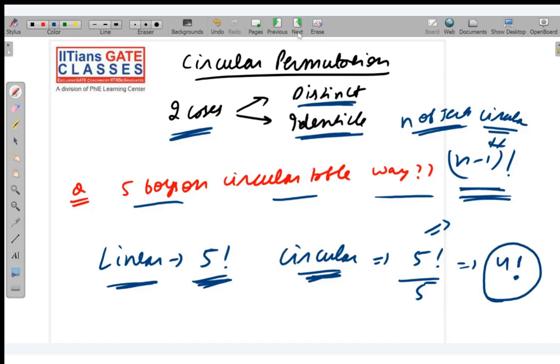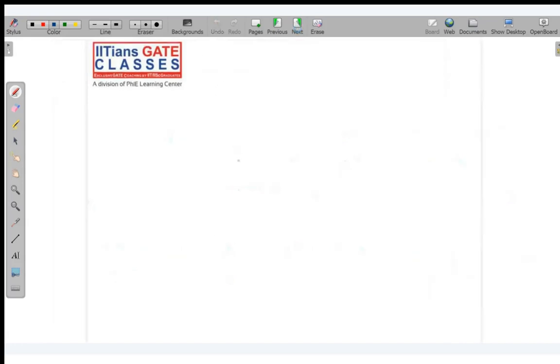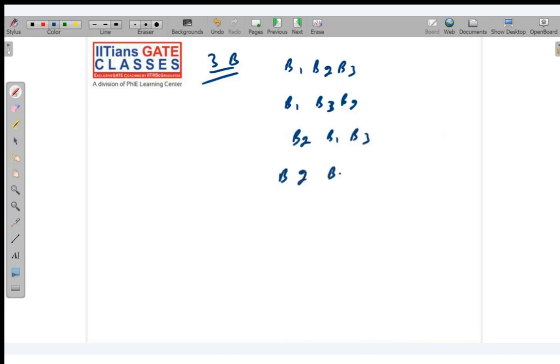Okay. Done, sir. So now for simplicity, I will take 3 boys because 5 will create problems for us. Linear arrangements: B1, B2, B3; B1, B3, B2. With B1 at the first place, there are 2 arrangements. Then B2 first: B2, B1, B3 and B2, B3, B1. Then B3 first: B3, B1, B2 and B3, B2, B1. So now let me put each of these 6 in circular fashion.